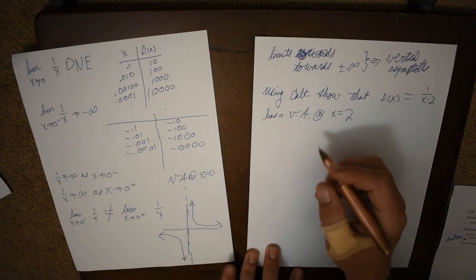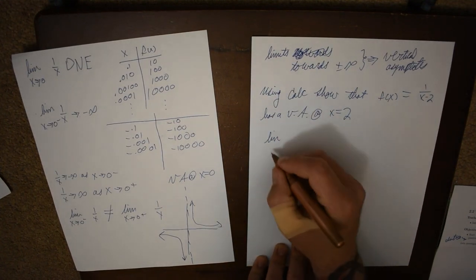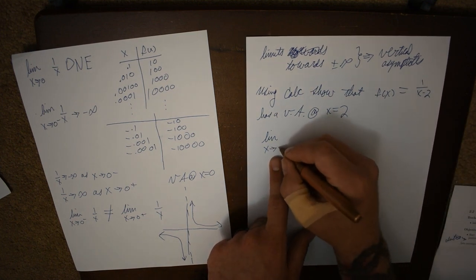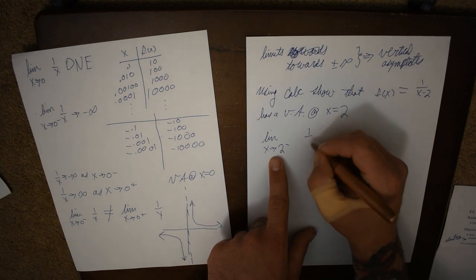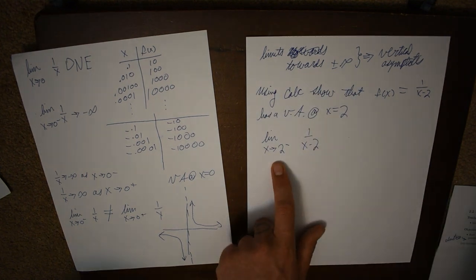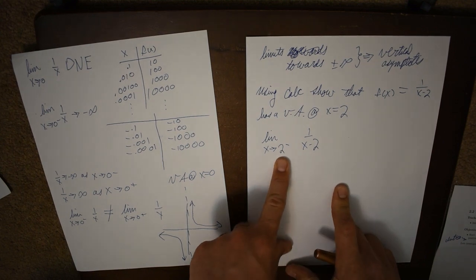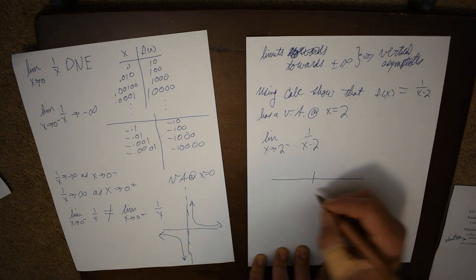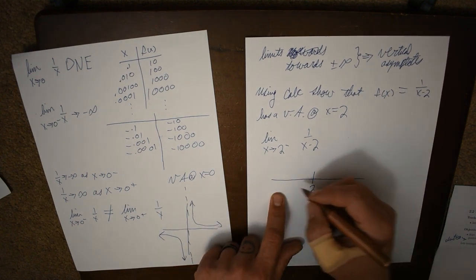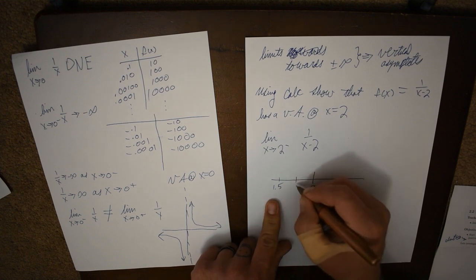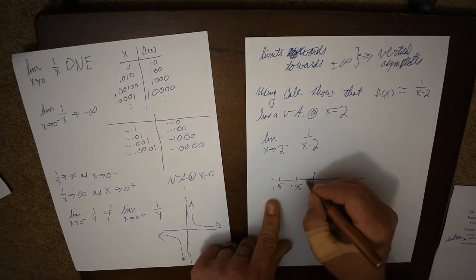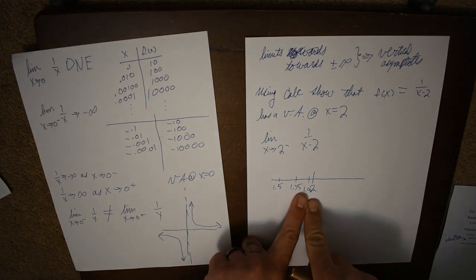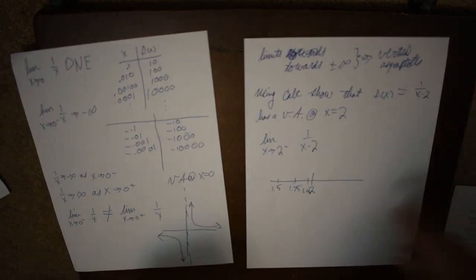All we have to do is take a limit as x approaches 2. We're going to have to go from different directions, so first, x approaches 2 from the left of 1 over x minus 2. As we approach 2 from the left, I'm going to draw a little number line to help illustrate this. Here's 2. To the left of 2, we've got 1.5, 1.75, 1.9. Over here to the left, all of our numbers are smaller than 2. They're to the left on a number line.